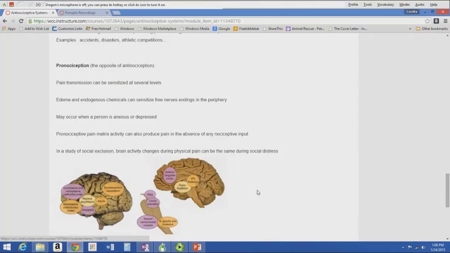So there was a study that they talk about in the book where they have social exclusion, where the person was isolated from other people, and their brain activity changes during physical pain, and it can be the same during social distress. So there are a lot of psychological and emotional things that can cause pro-nociception, can cause our pain to increase and our pain transmission systems to be sensitized.